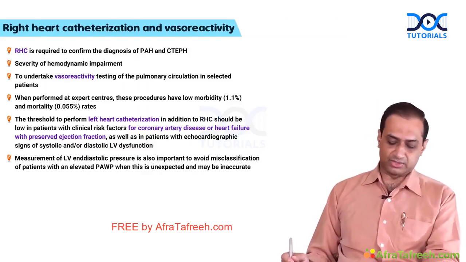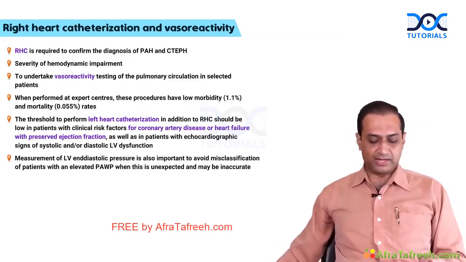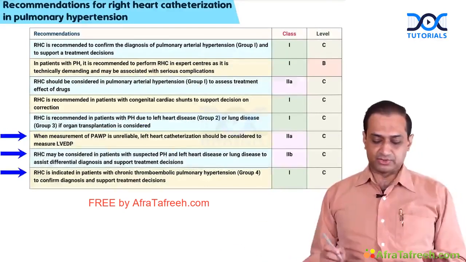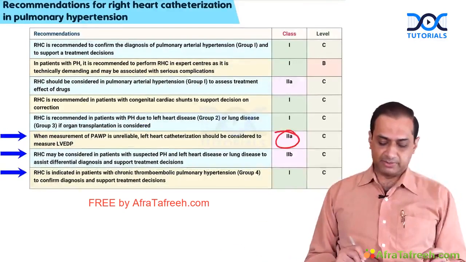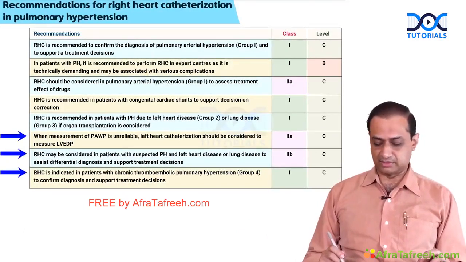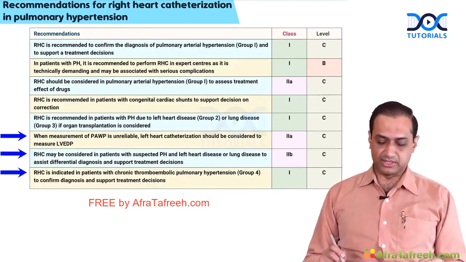Measurement of LV end diastolic pressure is also important to avoid miscalculation of elevated wedge pressure when an unexpected setting is found, so the measurement of PA wedge is unreliable. Left heart cath should be considered to assess LV EDP, class 2A. It should be considered in suspected patients with left heart disease, 2B, and it is again indicated in patients with chronic thromboembolic pulmonary hypertension to confirm the diagnosis as a class 1 indication.